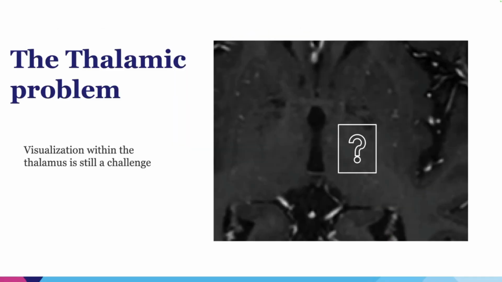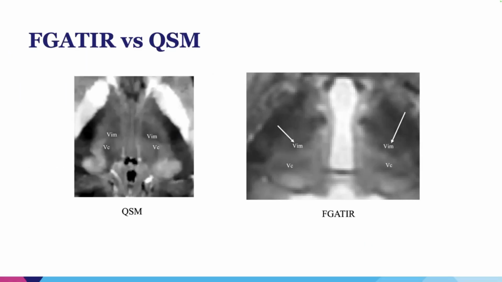The thalamus is still a little bit of a challenge in terms of confidently visualizing the subnuclei. Some of it is better resolved now in terms of CMPF and VIM, et cetera, but it's still a little bit of a challenge. QSM and F-Gator both, I think, resolve the ventral motor tier of the thalamus well. I think they're fundamentally equivalent.